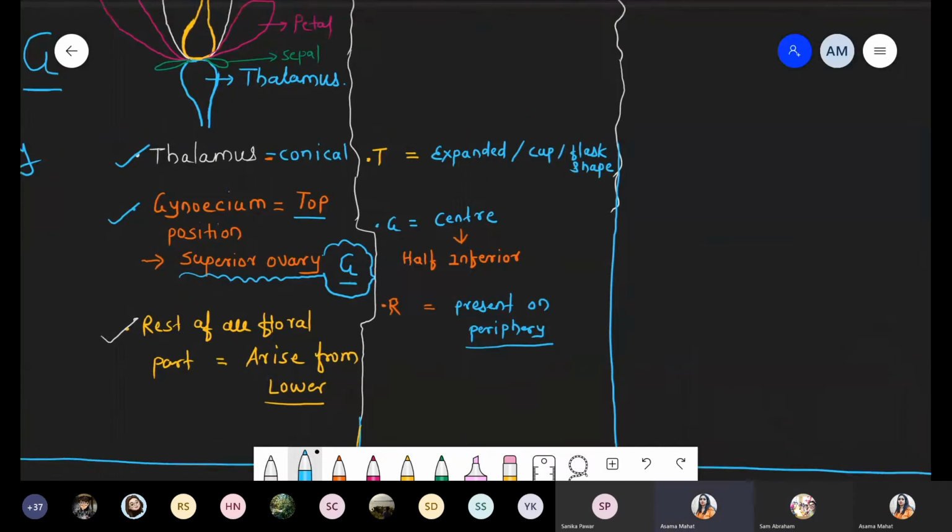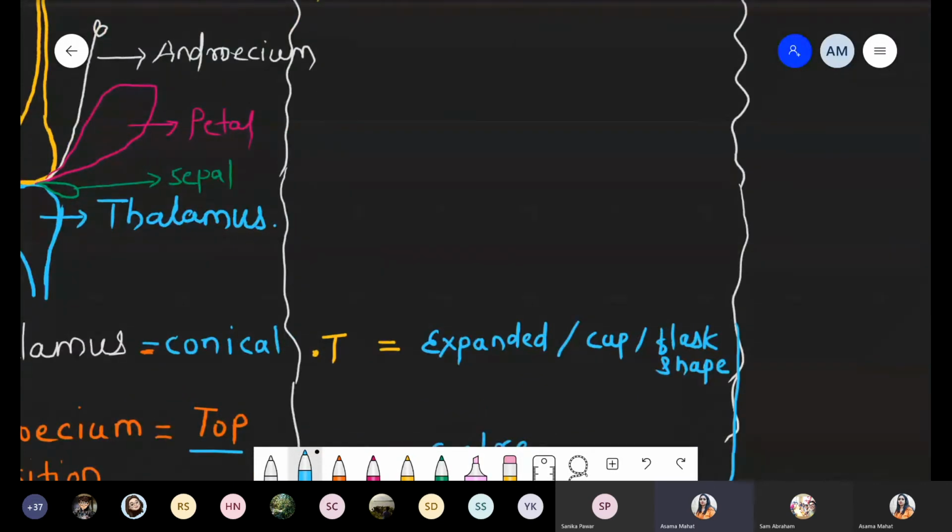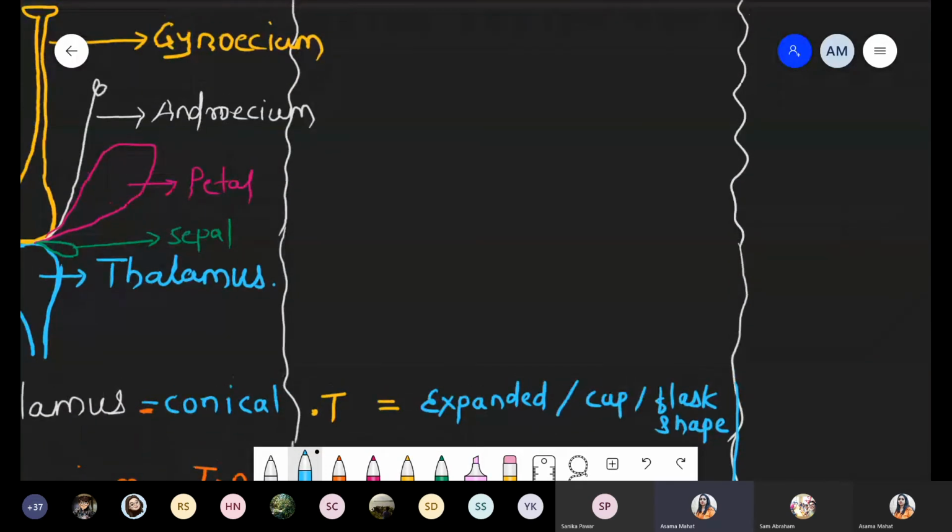Okay, chalo, we draw the diagram first of all. We clearly say that the thalamus is expanded, so we have to draw an expanded thalamus, flask shaped or cup shaped. So see the changes. Expanded thalamus.